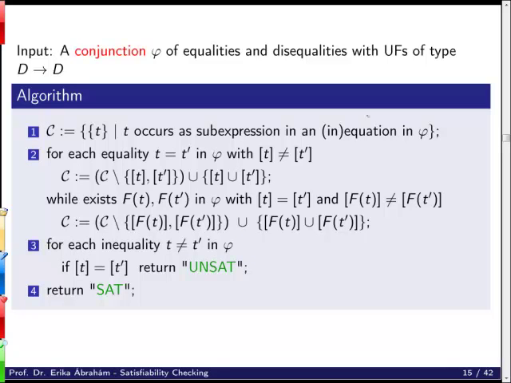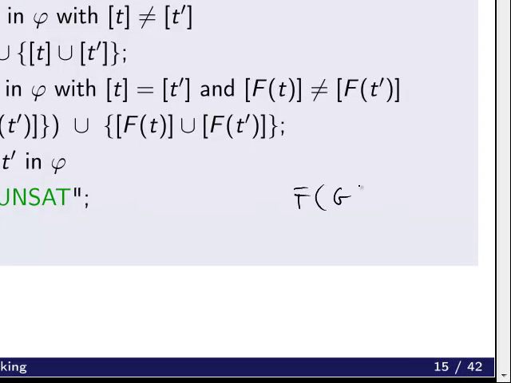So first I start again in the partitioning where each sub-expression in an equation or inequation gets its own class. So now I do not have only classes for x1, 2, 3, 4, 5, but I have also for f of x1 and f of x2. And if I would have a function f of g of x1, let's say, then I would add g of x1 and f of g of x1 as an own equivalence class. Then, as before, for each equality, I merge the classes of the two terms, if they are not yet in the same equivalence class. That means I take away the equivalence class of t and t prime, and I add the union.